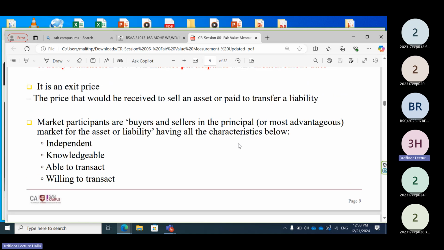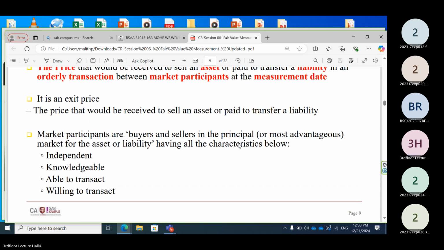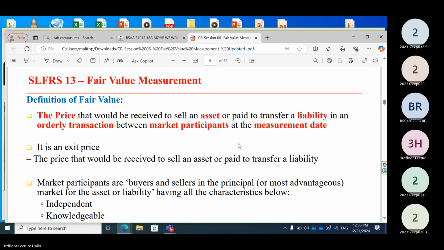Then we went through the fair value definition. Slowly we wanted to identify the key features of the definition. Once you are going through this definition, we have different words, and you should have a proper understanding of each and every word. Orderly transaction, the market participant, and the measurement date.